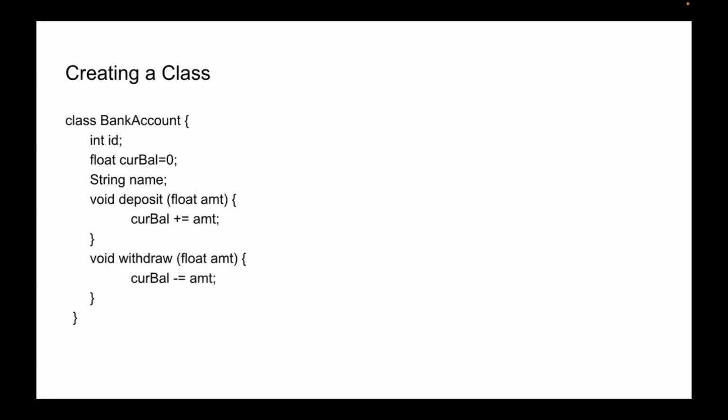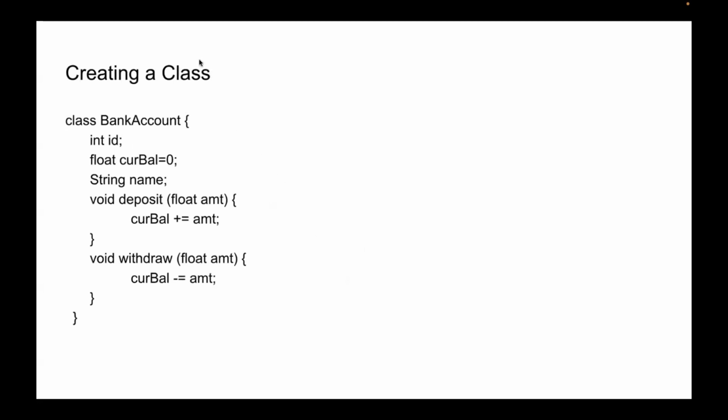So in Java, the behaviors are implemented in a method. And whatever states or attributes that we have are represented by instance variables. We'll see how, when we create a class, we represent instance variables and how we create a method.